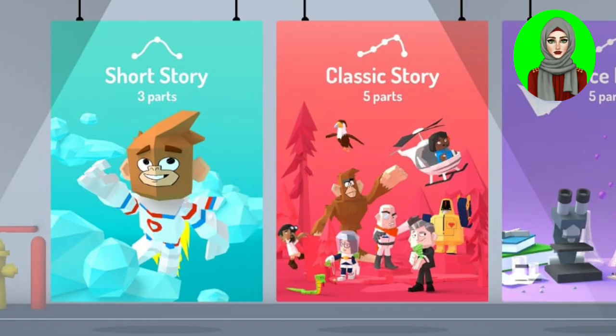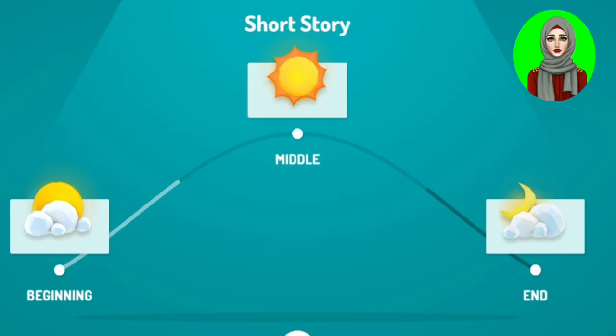When you open it, you have three types of story: short story, classic story, and scientific story. In each story you have five parts, except the short story. I start with the short story. When you open it, you have beginning, middle, and end. For the others, as you are making your video, you have setting up, climax, and resolution, like this.